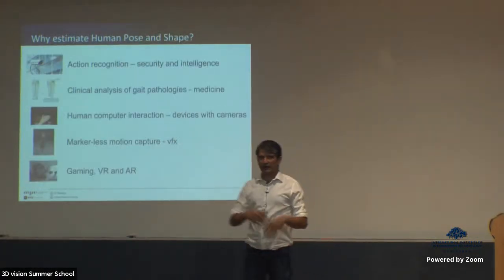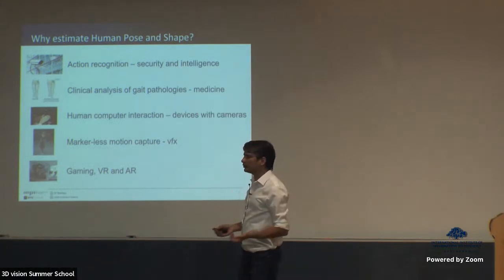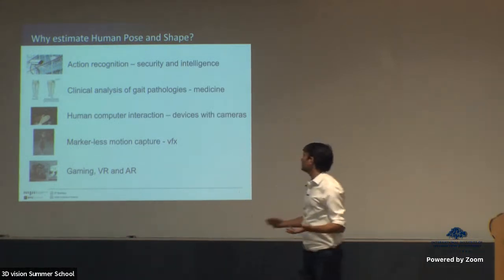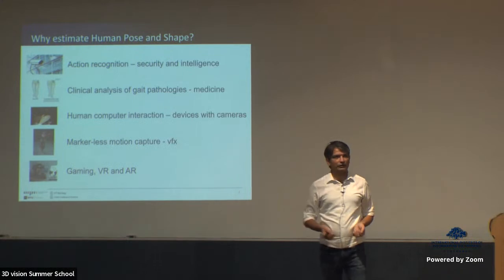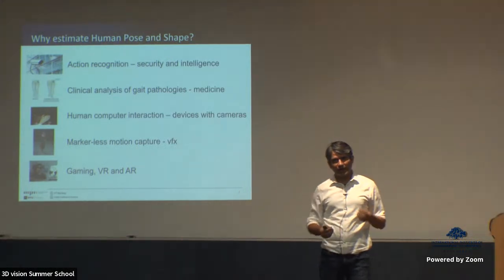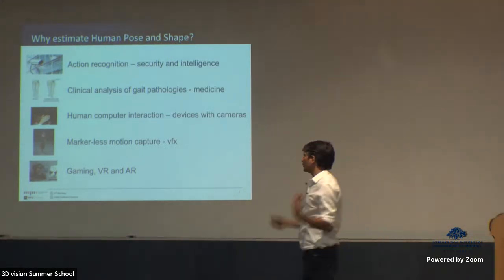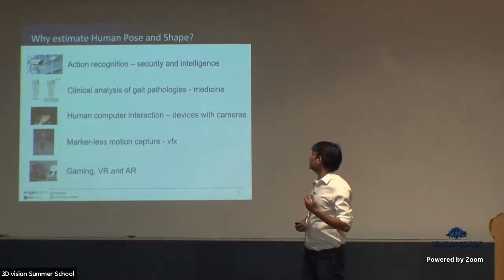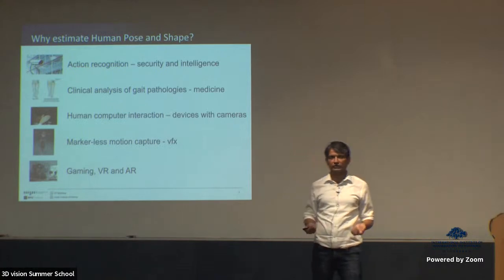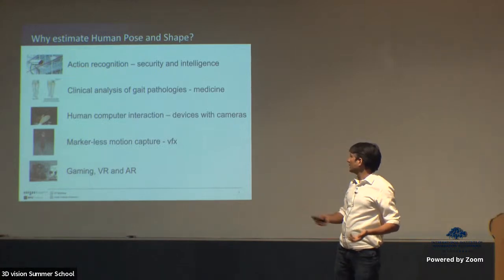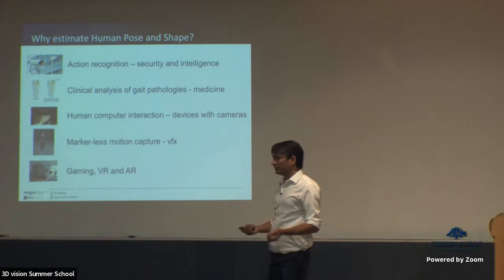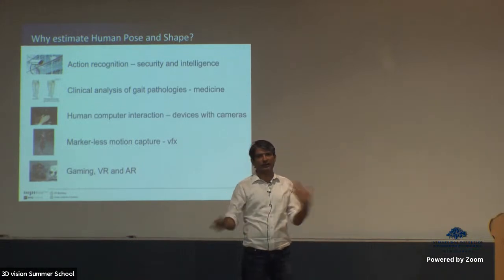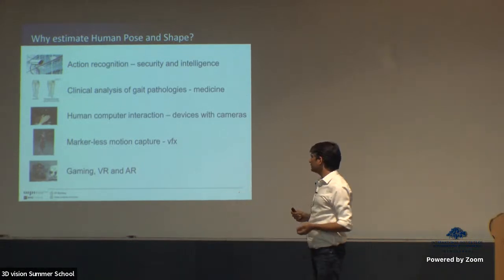So why should you be listening to me? Why should we learn about human pose and shape? Well, it turns out it's a very important problem in computer vision. And if you can solve it well, you can do a lot of things with it. For example, you can do action recognition, with which you can then do security and intelligence. You can do clinical analysis of gait pathologies and then use it in medicine. For example, you can help patients suffering with Parkinson's.